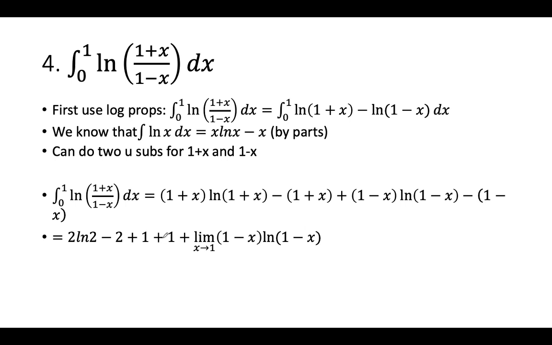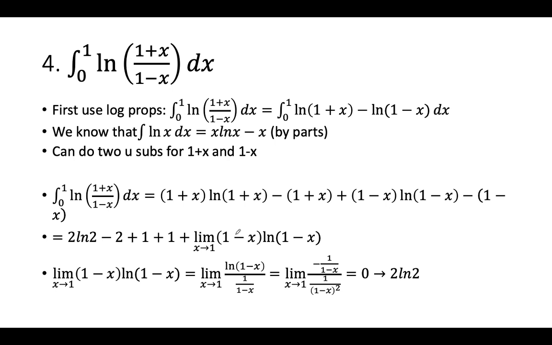And then we have this thing that we have to evaluate: the limit as x tends to 1 of (1 minus x) over (1 minus x) ln of (1 minus x), which is an indeterminate form since this is infinity, negative infinity specifically, and this is 0. So we use L'Hopital's rule.